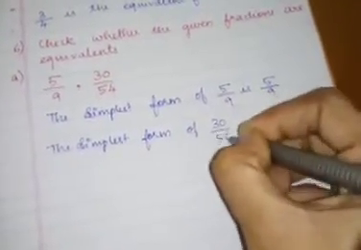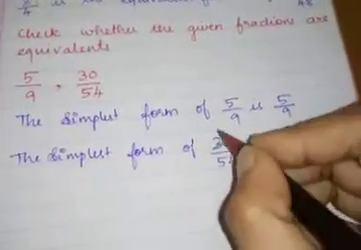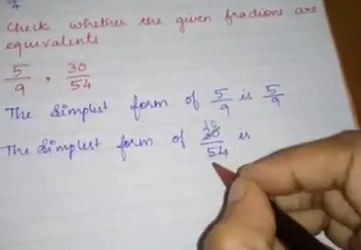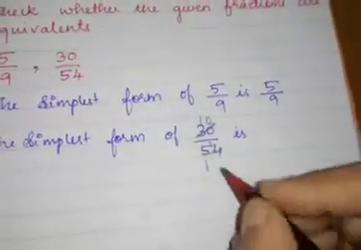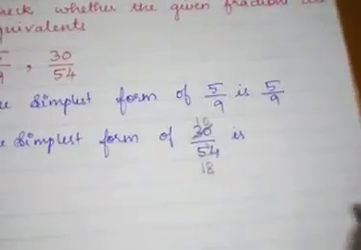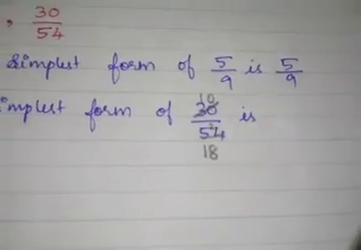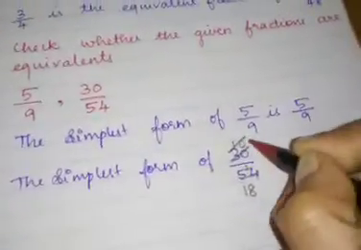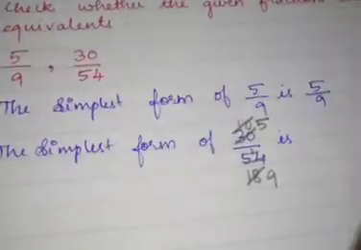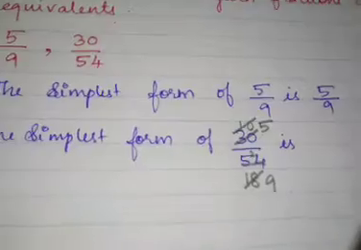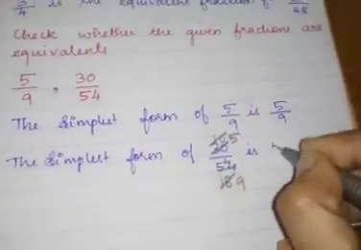Okay. Then the simplest form of 30 by 54 is what? You should cancel it. Okay. In the third table, 3 tens are 30. 3 8s are 24. Now in the 2 table, 2 5s are 10, 2 9s are 18. So what is your equivalent? The simplest form of 30 by 54 is 5 by 9.